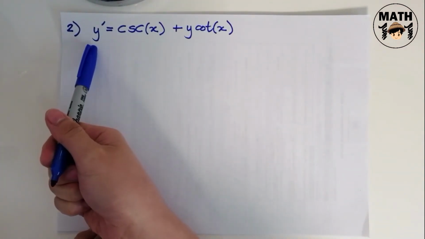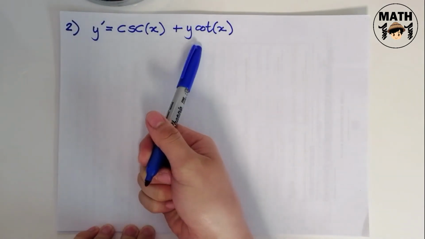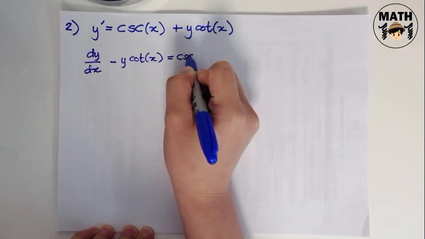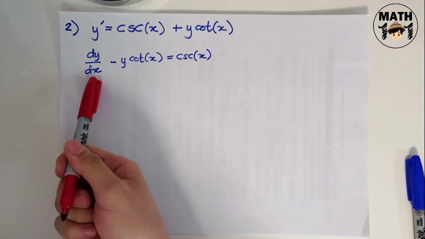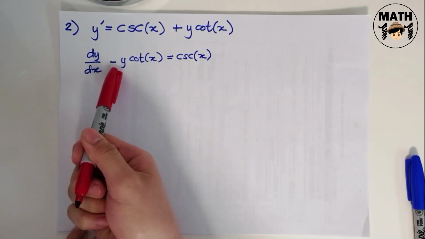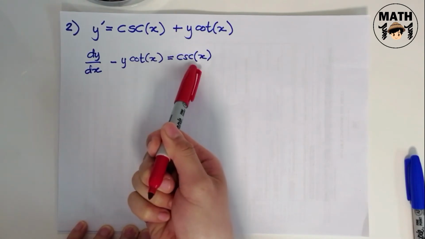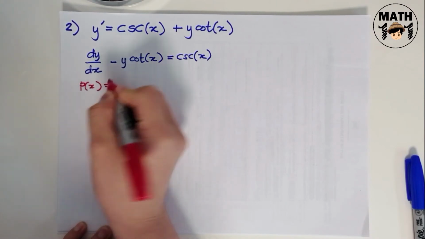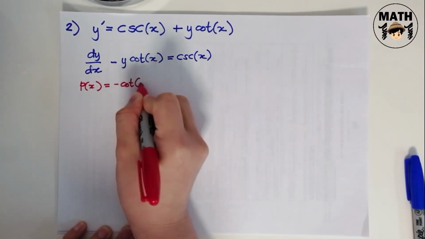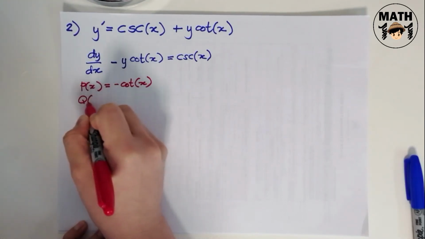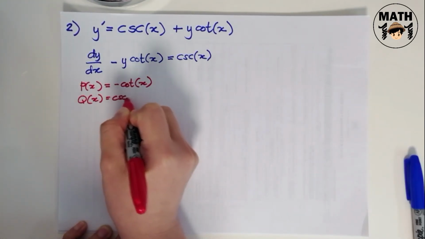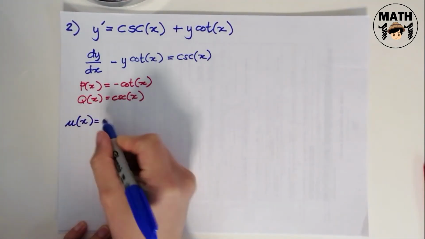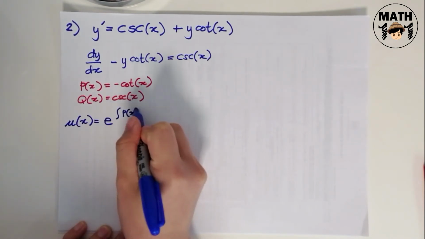Problem number 2, y prime equals cosecant of x plus y cotangent of x. Let's write y prime as the derivative of y with respect to x, then move this to the left-hand side. This is now of the form derivative of y with respect to x plus p as a function of x equals q as a function of x. Identifying p as a function of x, that is negative cotangent of x, and q as a function of x is cosecant of x. The integrating factor, mu, as a function of x is equal to e raised to the integral of p of x dx.